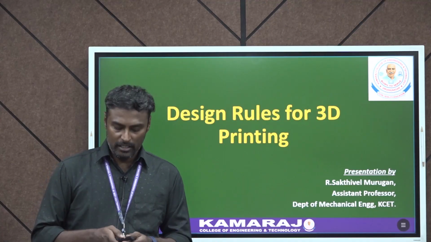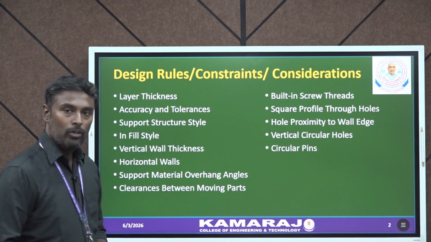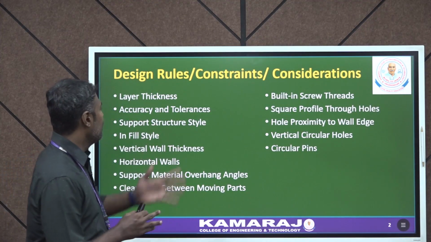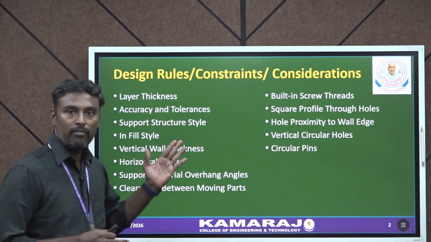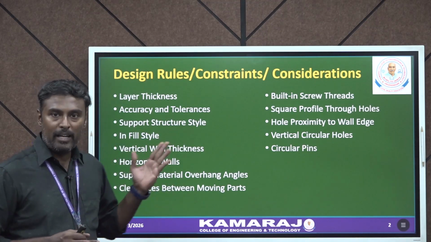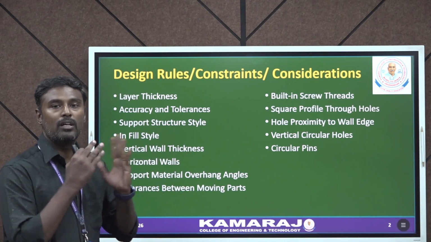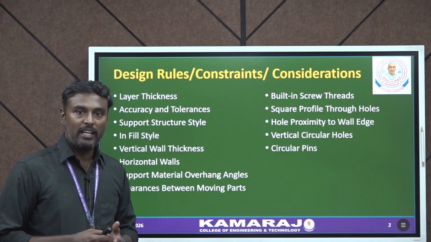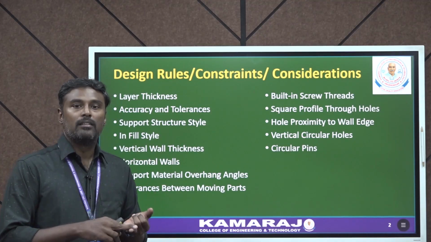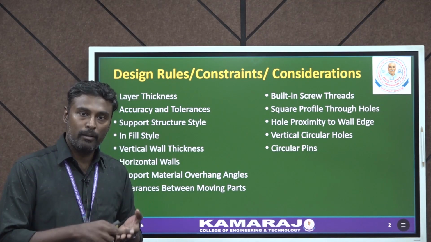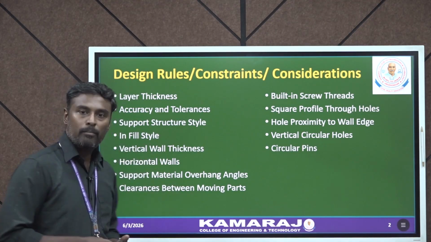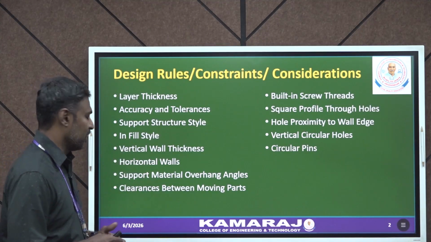Now let us discuss the design rules one by one. The design rules are important only if you consider all these constraints and considerations of the main parameters of the 3D printing process. These parameters are common for most additive manufacturing processes, like fused deposition modeling, binder jetting process, stereolithography apparatus, LOM process, and even metal additive manufacturing processes. One of the main parameters is layer thickness.